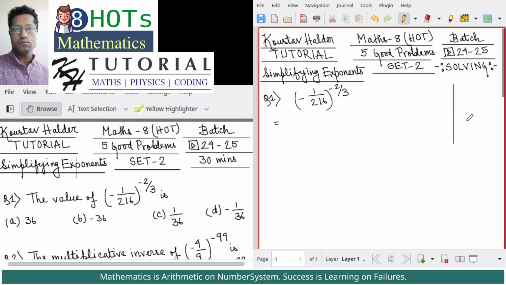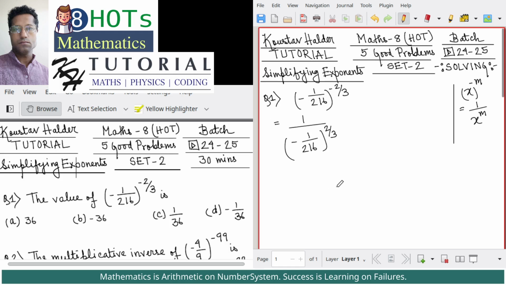So whenever we have any exponent where the power is negative, let's say x raised to the power minus m, where m is any number, it could be integer or rational, this is nothing but 1 by x to the power m. So the given expression becomes 1 by minus of 1 by 216 raised to the power 2 by 3.